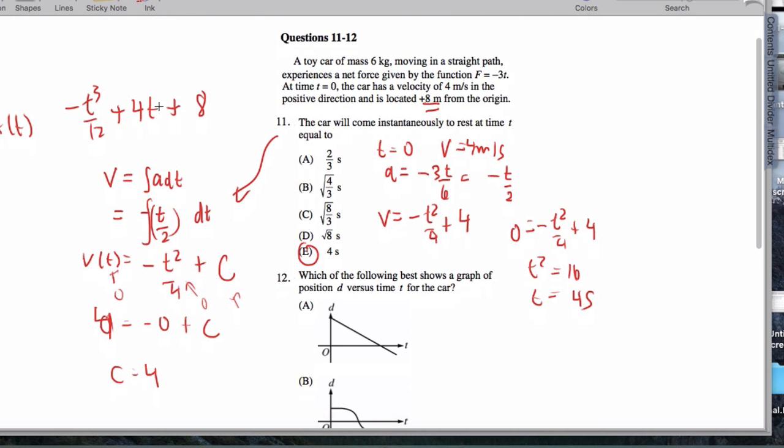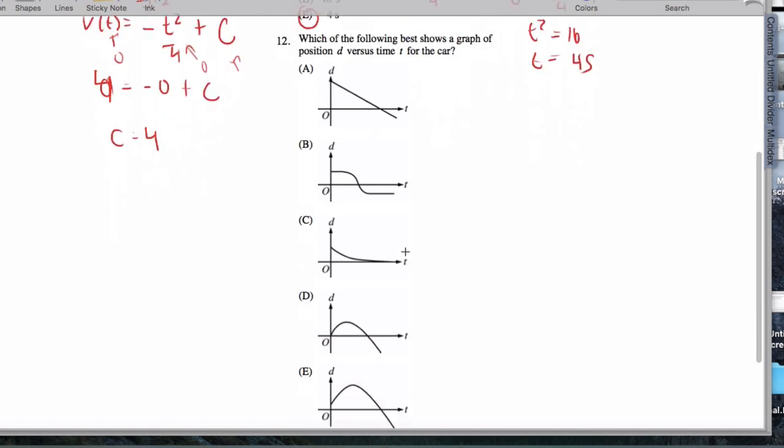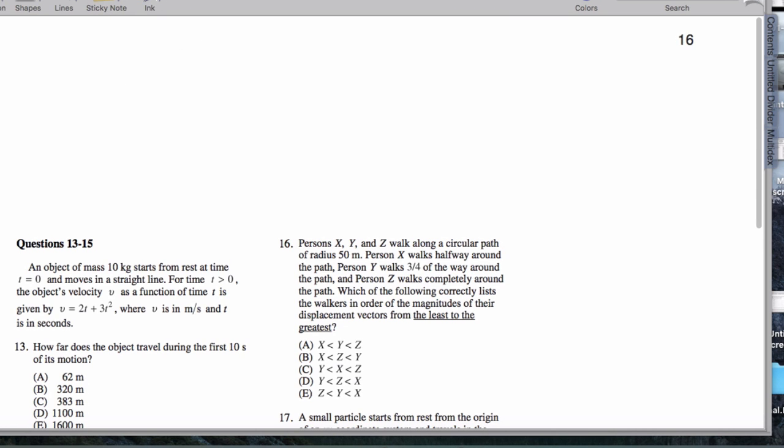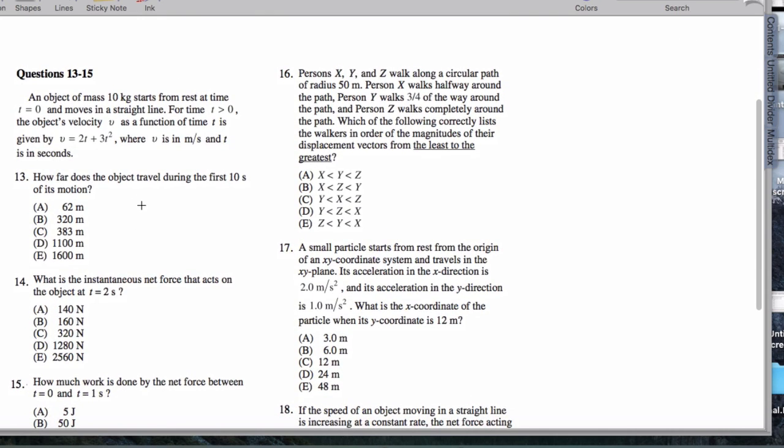It looks like at first we get a positive displacement. At 0, we're at 8. And then we'll go forward for a little bit longer, but this cubed term is going to win in the end. So we're going to end up getting something that curves like that. So I'm looking basically at choice E. Oh, that's a mean question. Glad we're doing antiderivatives.